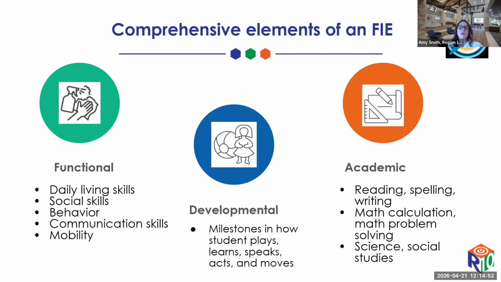All FIEs address a child's strengths or intact abilities and deficits in functional skills, developmental skills, and academic skills. Remember, the goal of special education is for a student with a disability to have access and make progress in the general ed curriculum. Deficits in one or more of these three areas can create barriers to this access and progress.